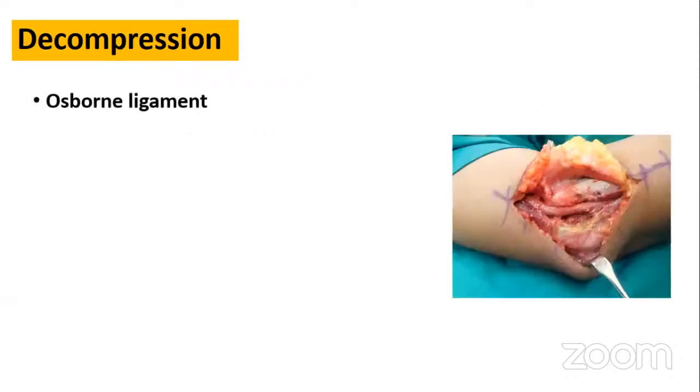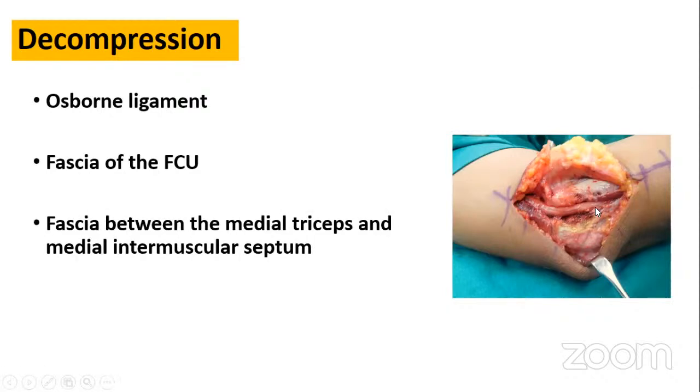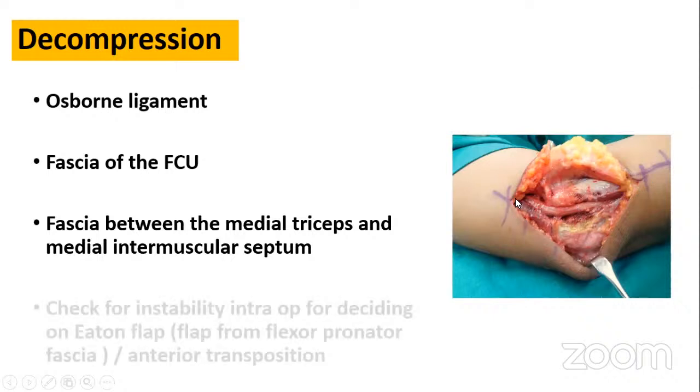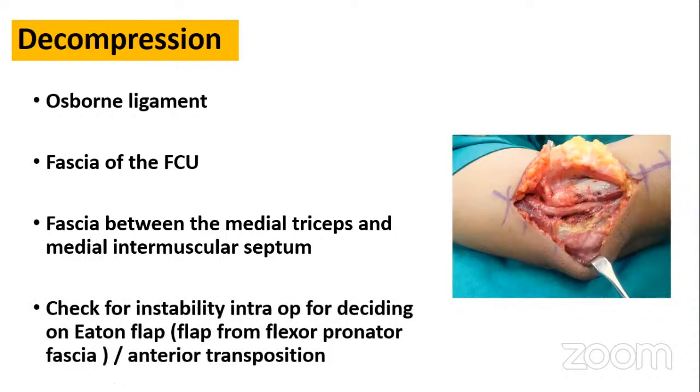Right? This is the decompression. Osborne's is taken off here, just behind the medial epicondyle where it is attached. The fascia of the FCU can be released here at this point. This is the distal part. And the fascia between the medial triceps and medial intermuscular septum, which is basically the arcade of Struthers.